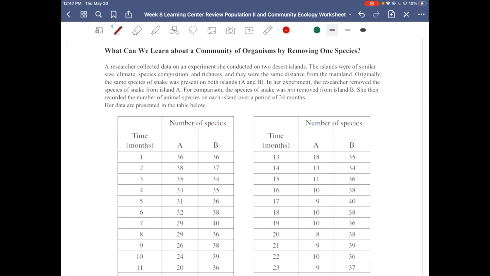Originally, the same species of snake was present on both islands A and B. In her experiment, the researcher removed the species of snake from island A. For comparison, the species of snake was not removed in island B. So basically, this experiment is looking at what happens when you remove a species of snake from island A versus leaving it in. So island A is snake removed and island B is snake in.